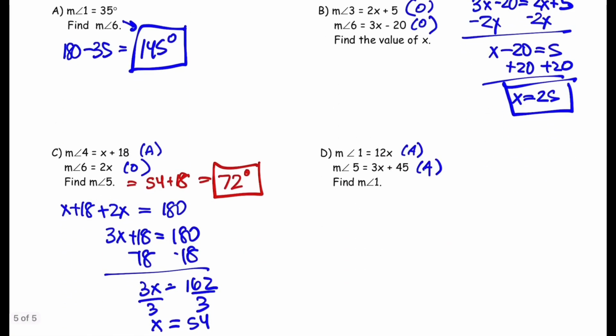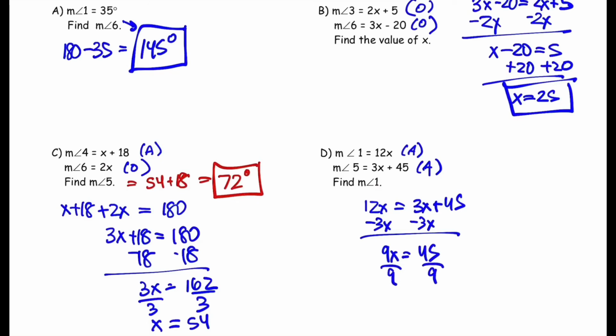All right, so let's do this. 12x equals 3x plus 45. Subtract 3x to move it over. 9x equals 45. Divide by 9. x equals 5. Find the measure of angle 1. Well, this one's easier because there's angle 1 right there. So to plug in, that's going to be 12 times 5, which is 60 degrees.